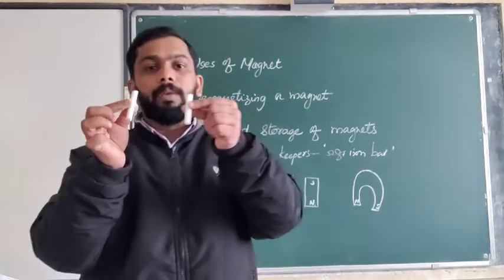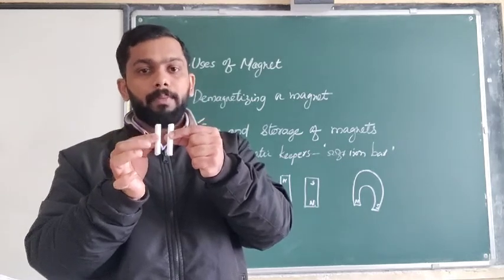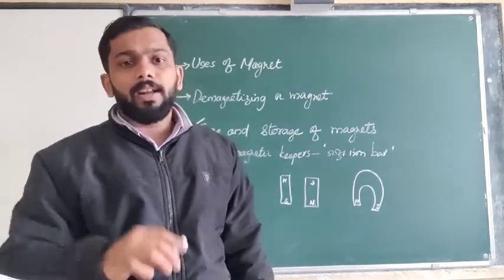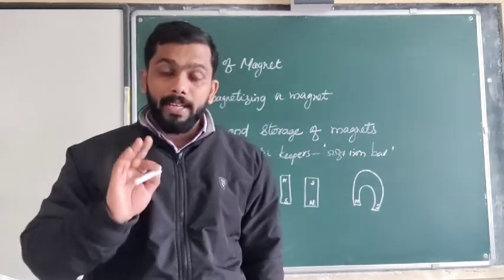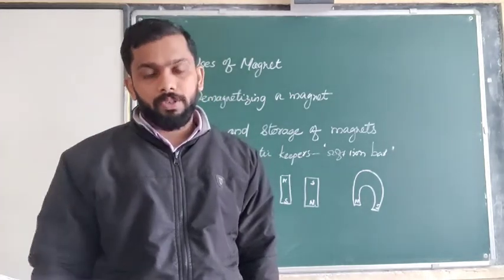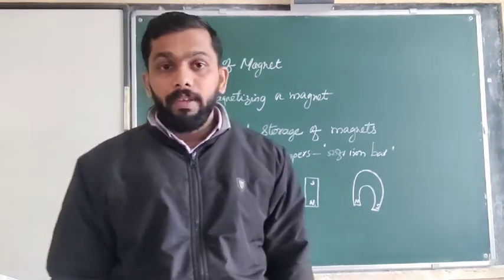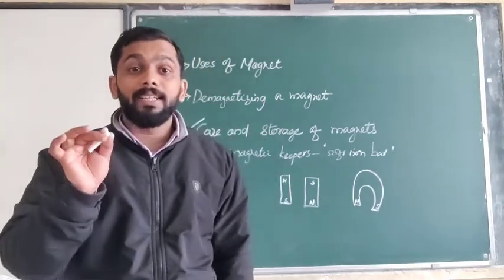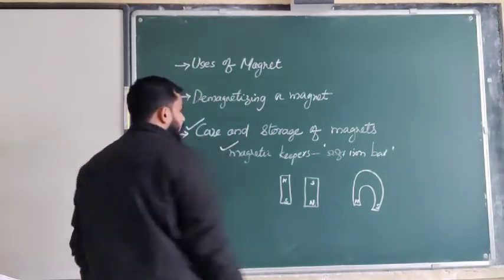Or we can say that if there are two magnets and I am keeping the magnets together very near, what will happen? There will surely be attraction or repulsion, no? So due to this continuous attraction and repulsion for a long time, the properties of the magnet can be demagnetized or destroyed. So to avoid that, we will keep the magnetic keepers.